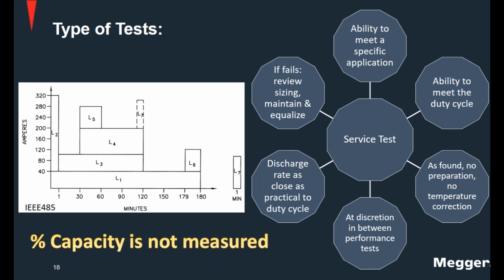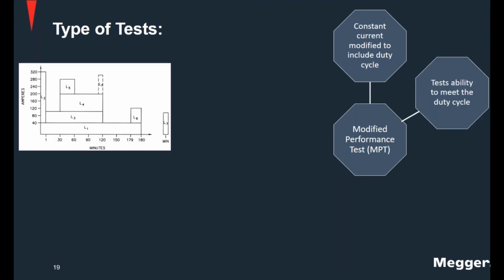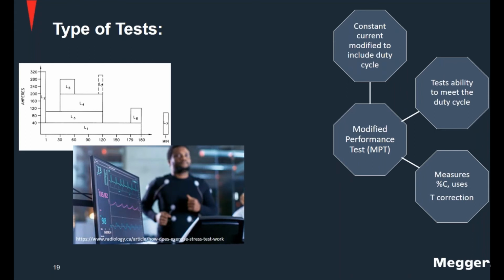Then we have the last type of test, which is the modified performance test. This test is a combination of the performance and the service test. So in this one, you want to verify the ability of the battery to meet the duty cycle, and in the end, you will end up getting the capacity value. Because it combines the two types of tests, it's probably not so easy a test to run. And you don't do any preparation. You just run the test at the actual conditions of the battery.